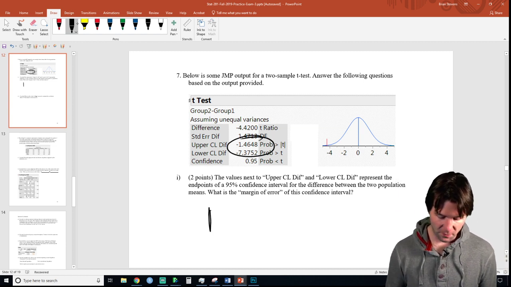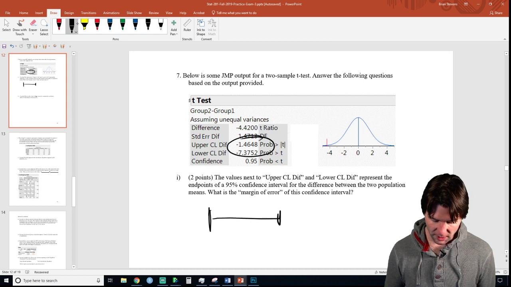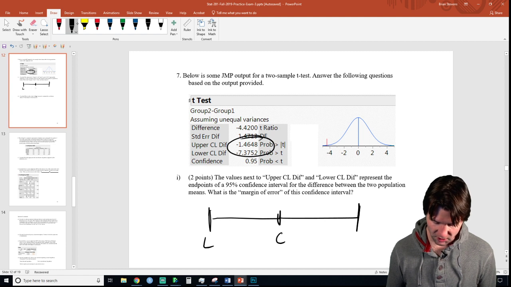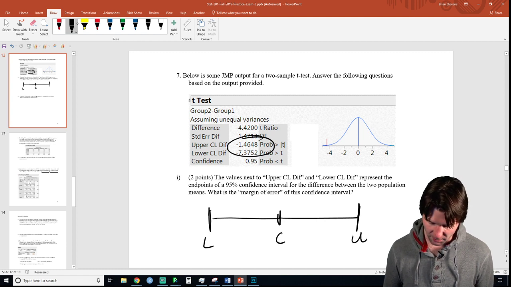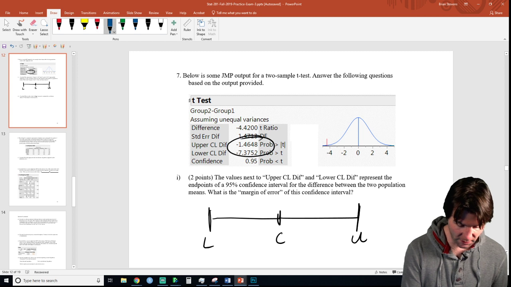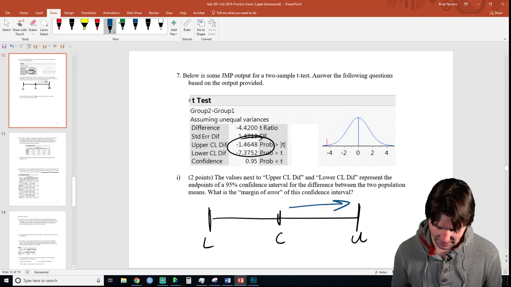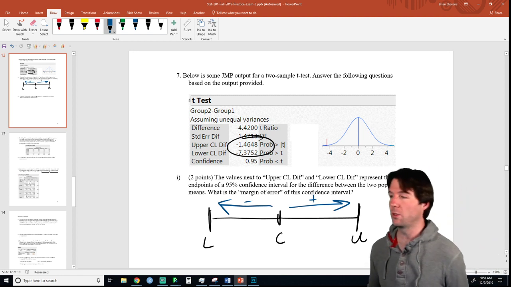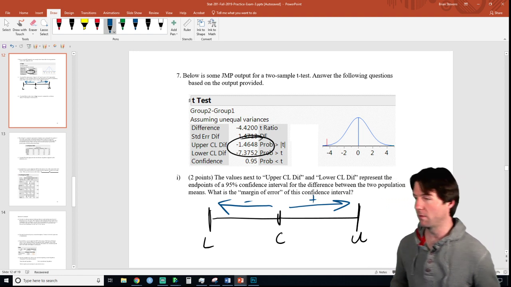So the way to think about it visually is that the margin of error is half the length of the interval. Here's the lower, here's the center of the interval, and here's the upper. So what you're literally trying to find is half the length. Half the length of the interval is the plus or minus, which is the margin of error. That is a margin of error.